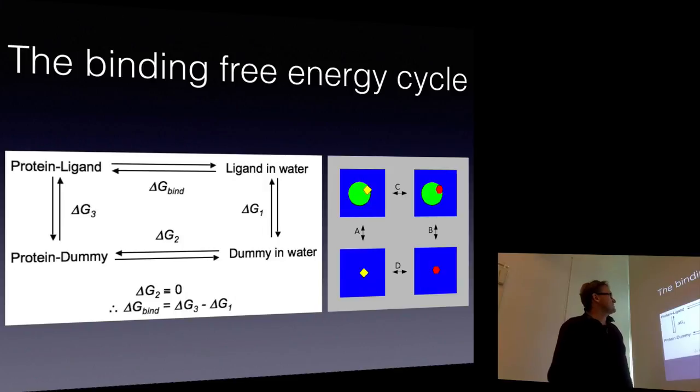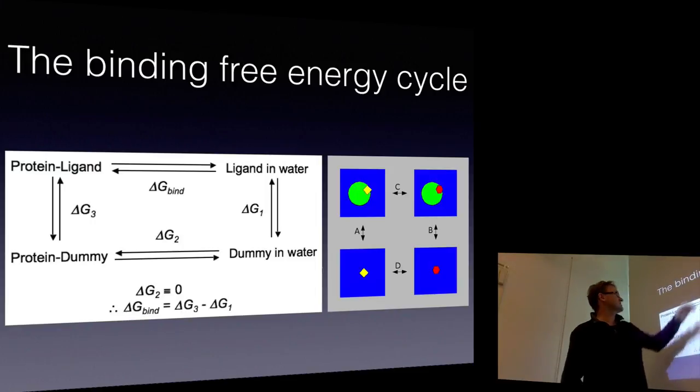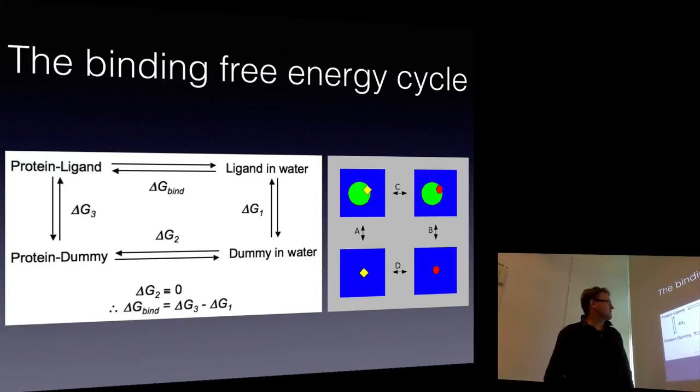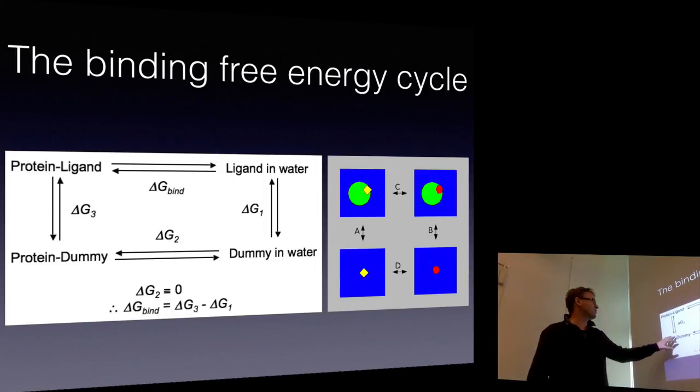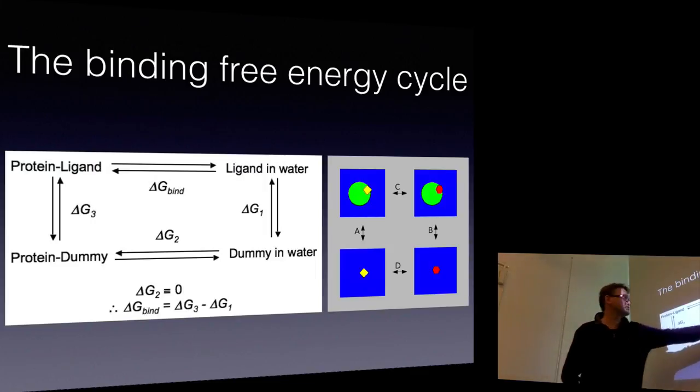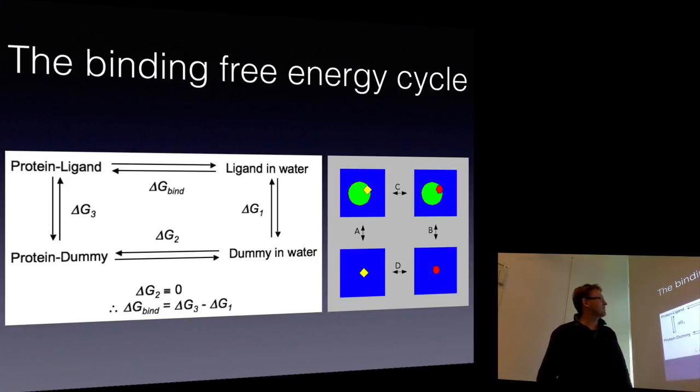But that, in principle, means that the difference between delta G3 and delta G1 must be the same as the difference between delta G-bind and delta G2, right? The difference, that's just simple mathematics. And delta G2 is zero. Because here I just have water, and here I just have a protein. I don't need to do anything to move between these two. I have my protein, and well, this protein is in water too. But the ligand doesn't do anything when I move between those. So that is by definition zero.